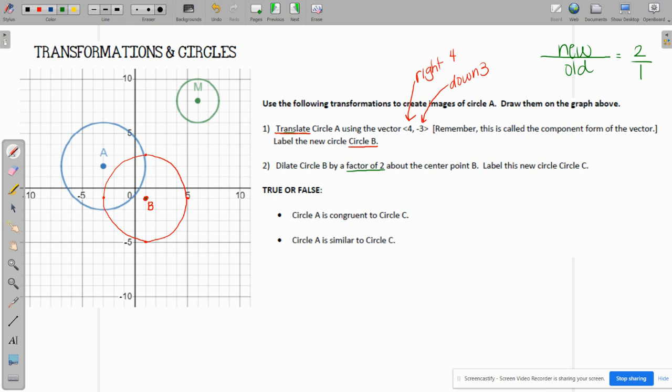So our new circle will still be centered here, and we're supposed to call this circle C. So that means this point, not only is it point B, but it's also point C. And we want to double our radius. So instead of going 4 units to the right, we actually want to go 8 units to the right.